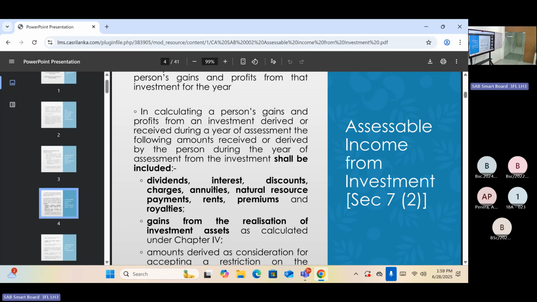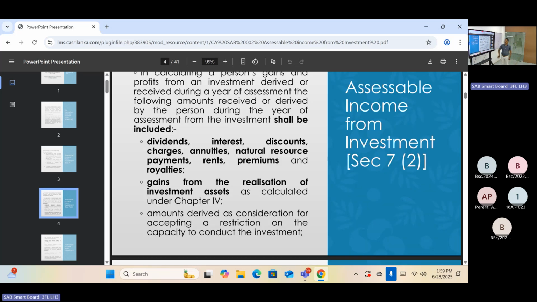Thereafter it says gain from the realization of investment assets is also part of investment income. An amount derived as consideration for accepting a restriction on an investment is also part of that investment income.